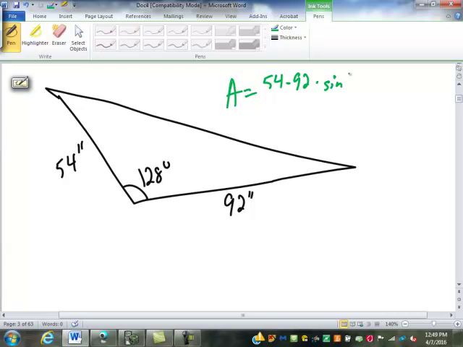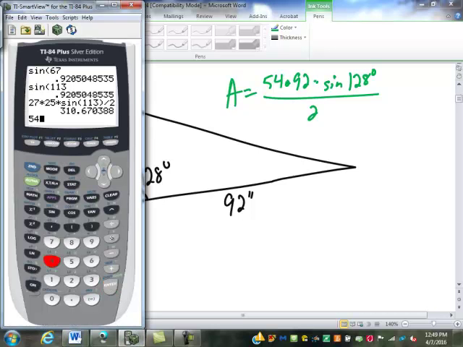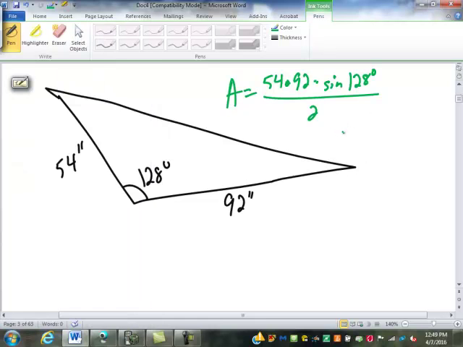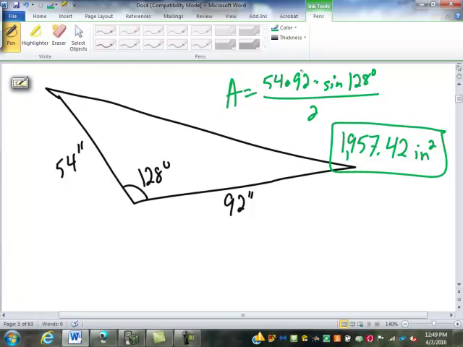Perfect. 54 times 92 times the sine of 128 degrees over 2. Which gives me what? 1957? Sounds legit. 1957.42. And that is, did anybody put square feet on that? Should be square inches. Not inches.